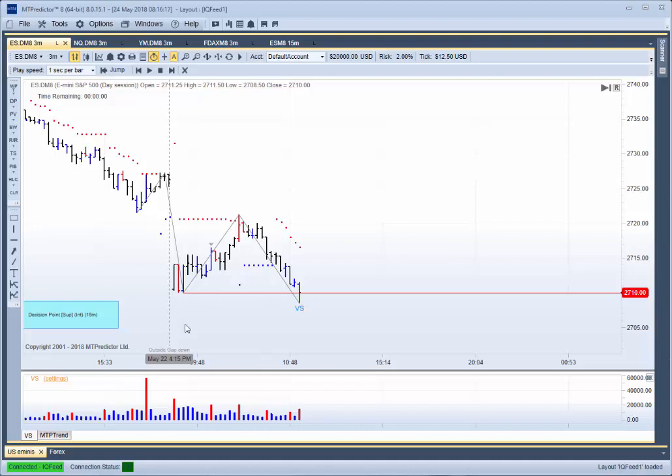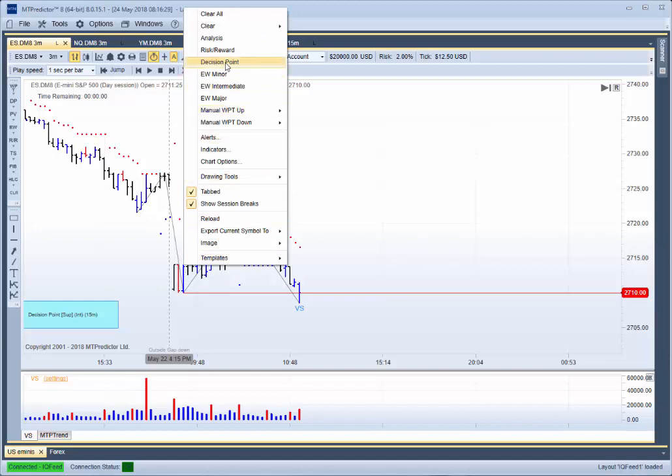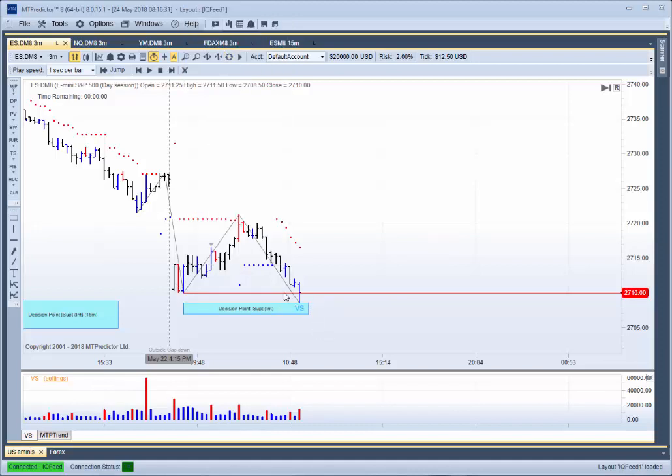Most normal or most amateur traders would view a break to new lows on high volume as selling. However, at MTPredictor, what we do is put a decision point support level on here, and you can see that there's potential support at this level. Now what happens the next bar is the important thing.